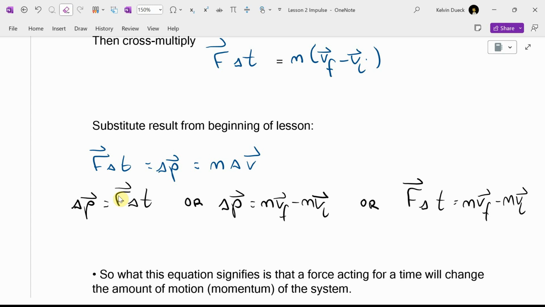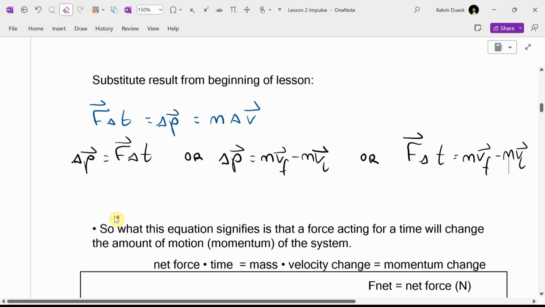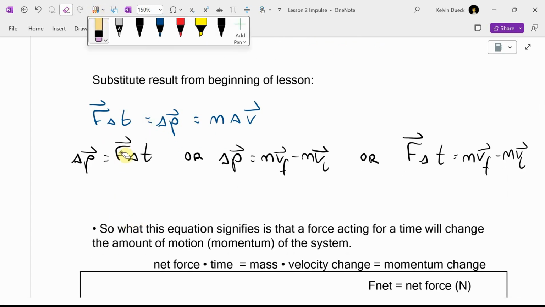How do I know which versions of this to use? Depends on what they give you. We'll figure that out in just a second. But here's what it's really saying, Ben. If you have a force acting for a time, it'll change an object's momentum. Well, of course it will, because F equals what?